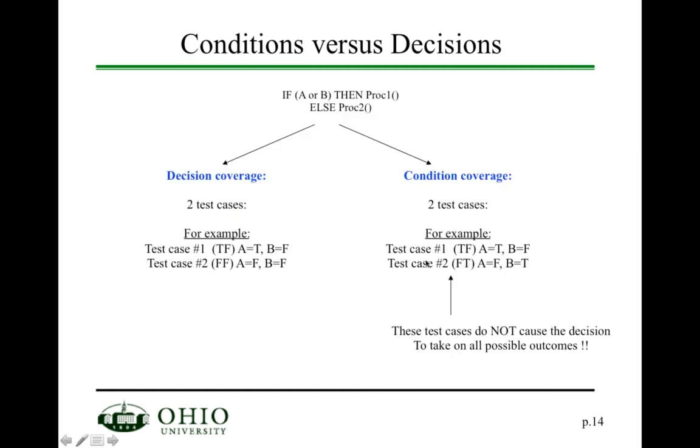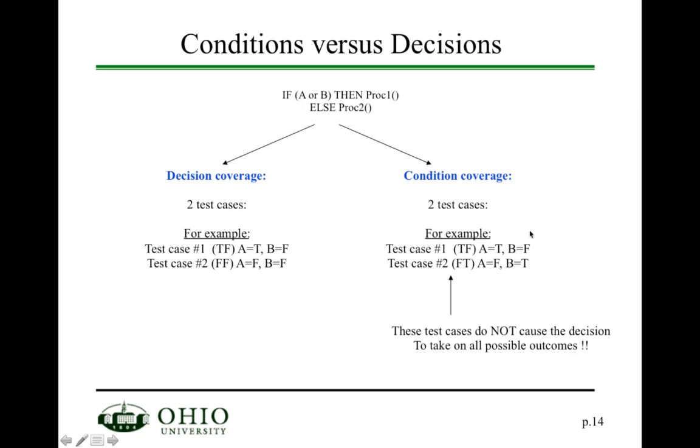Okay, so this is the requirement for decision coverage: there are 2 outcomes, A or B must be true, and A or B must be false. One test case could be that A is true and B is false, and the second test case could be that both are false. If A is true and B is false, then the decision will be true because true or false is true. And if A is false and B is false, false or false is of course false, so the outcome is false. So these would be the test cases for decision coverage.